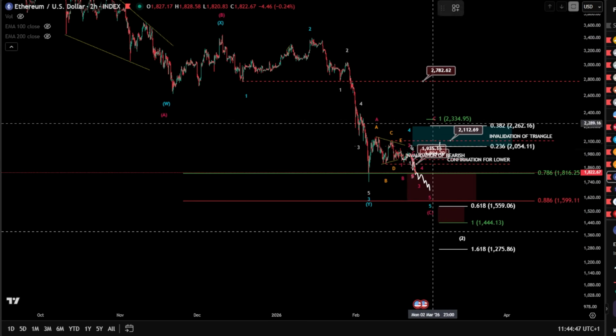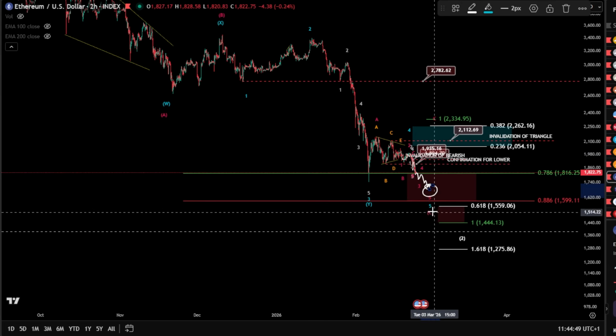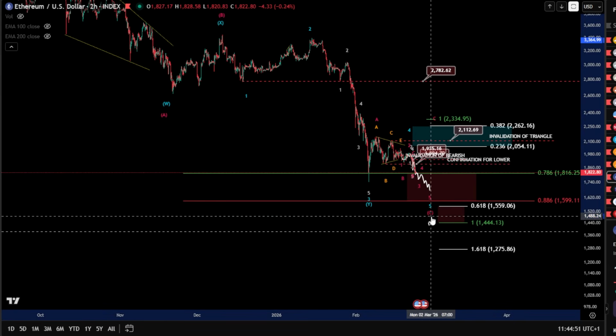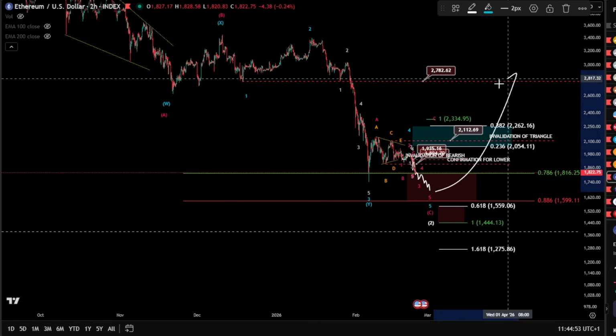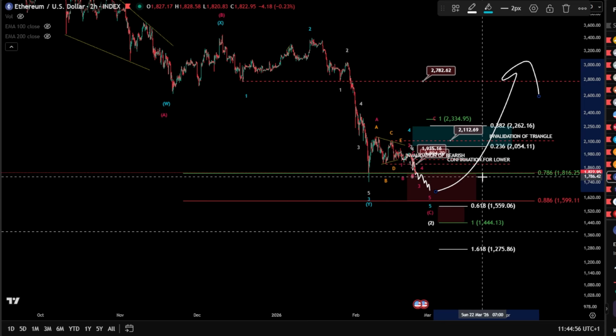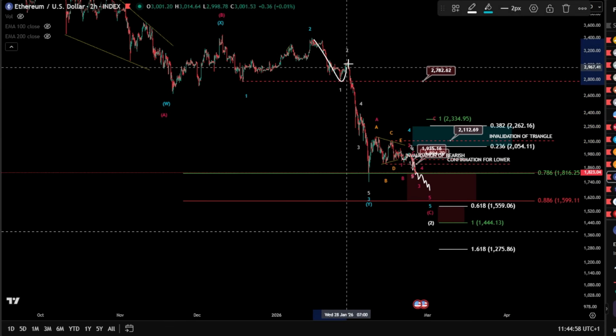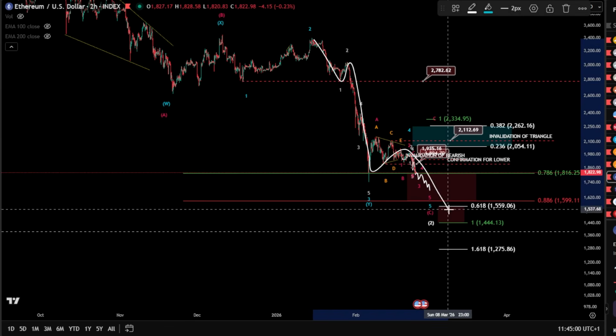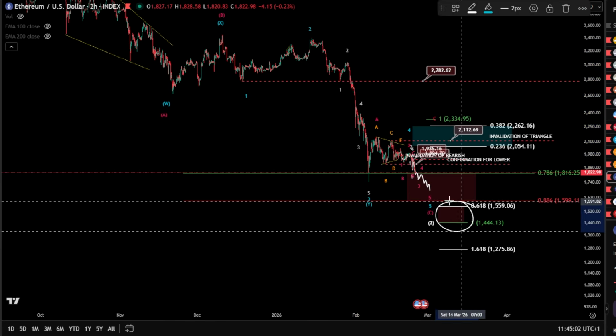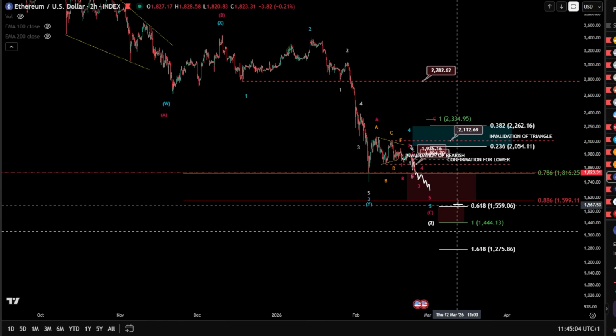$1,600. If this happens, it might preserve, of course, a wave 2 there finished, and it might still look for higher. However, if we take the price here as a 1, 2, 3, 4, and a 5, you will see that the wave 5 has to reach this area normally as per Fib.